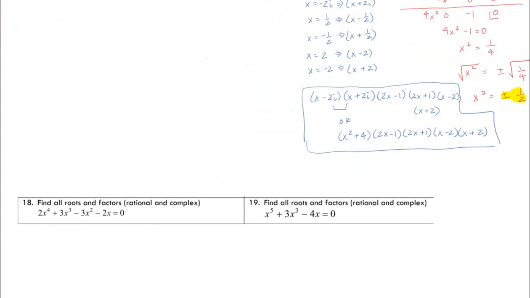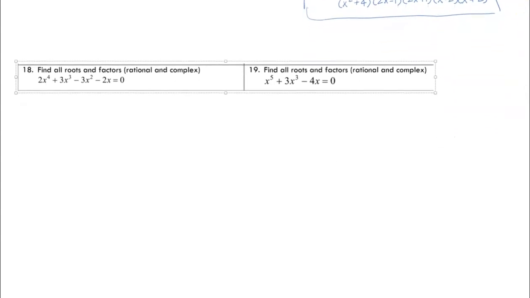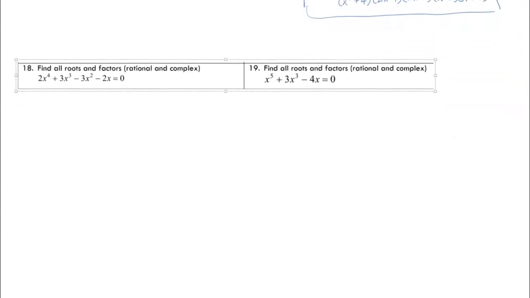Whew. Okay, find all roots and factors. So let's go ahead and do Descartes' rule of signs. We don't have, wait a second. Oh, first of all, we can factor out an x. Nice. 2x to the third plus 3x to the second minus 3x minus 2.